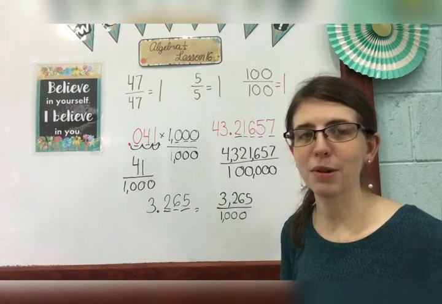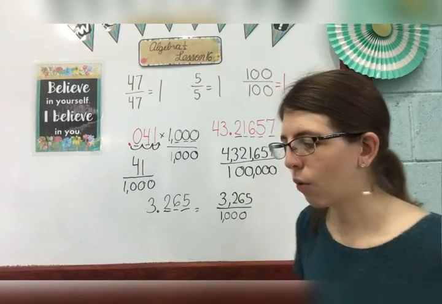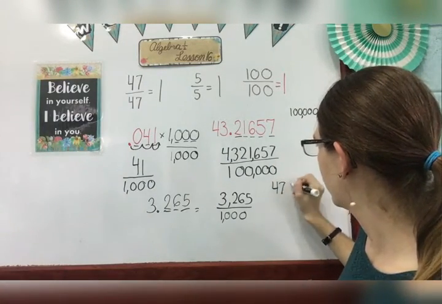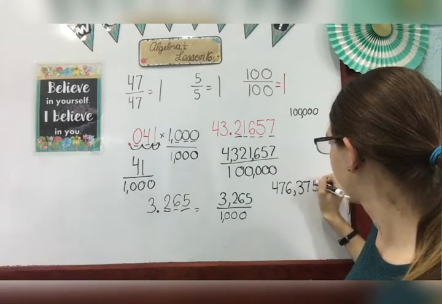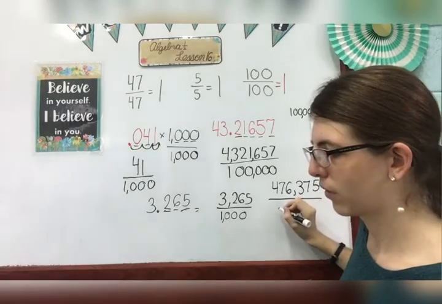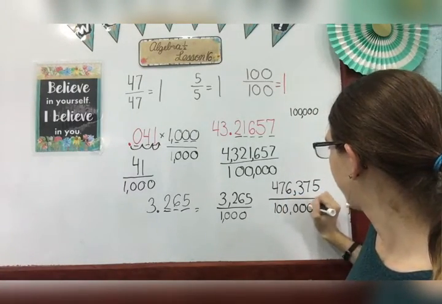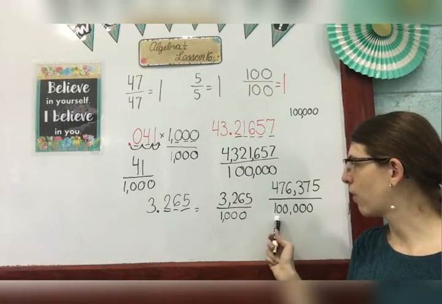Okay, you should be back from your practice, ready to go. Letter A, you should have gotten 476,375 over 100,000. Okay, you had to move your decimal point 5 places, so you put it over the power of 10 with 5 zeros.